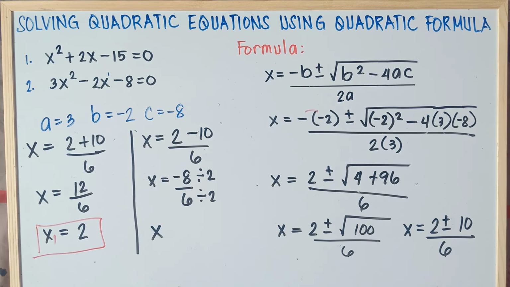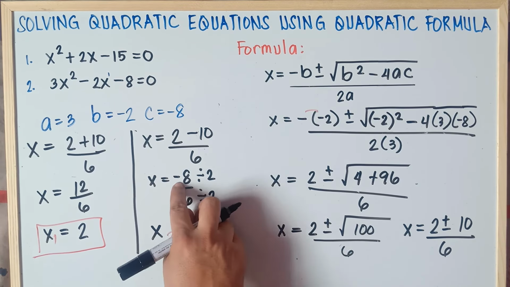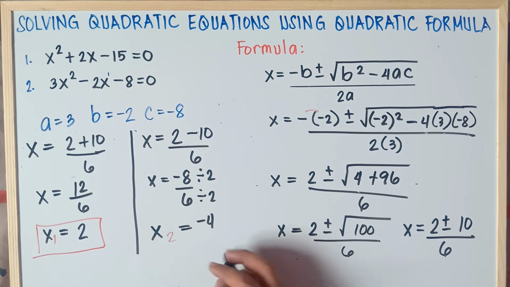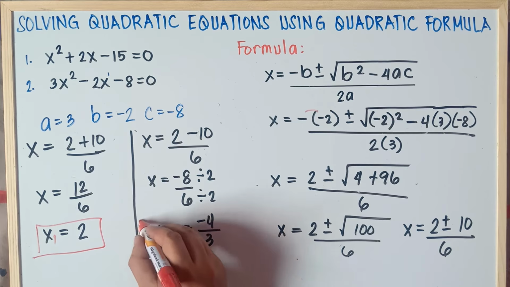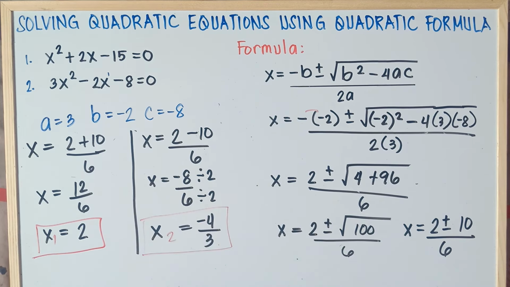So our final answer, x sub 2 equals negative 8 divided by 2, that's negative 4. 6 divided by 2, that is 3. That's it, class. All set. That's the answer, class, for x sub 2. Negative 4 over 3 and x sub 1, that's 2. That's it, class. All set for example number 2.